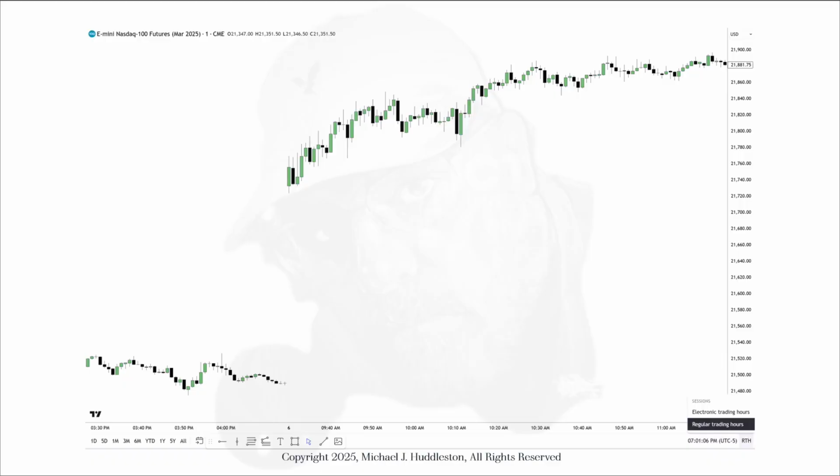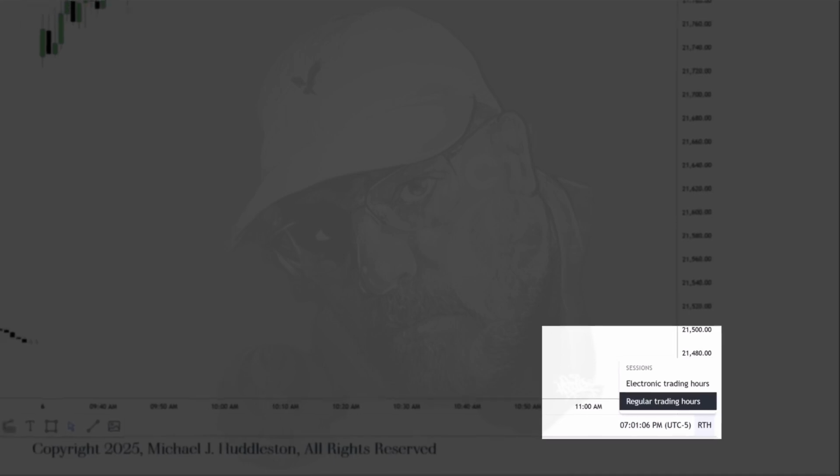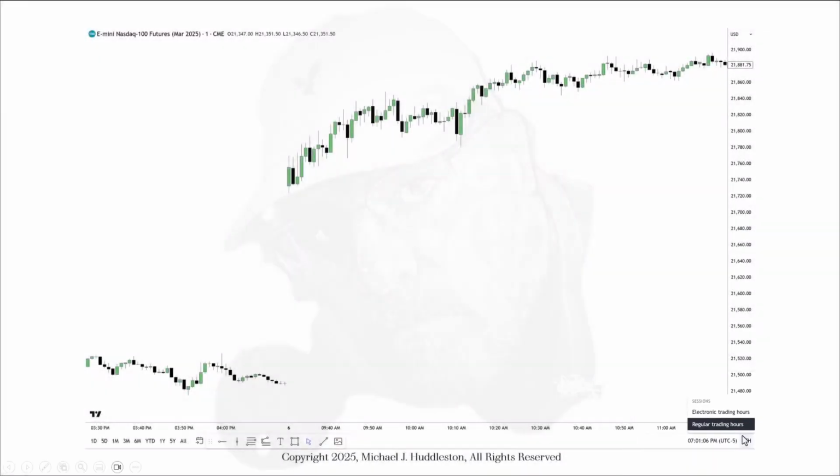First and foremost, you have to check to make sure that your chart is showing in the regular trading hours, not electronic trading hours. You find that in the lower right hand corner. Usually you'll see RTH or ETH right here, and it has to be toggled to regular trading hours. And the time zone has to be set to New York, always.